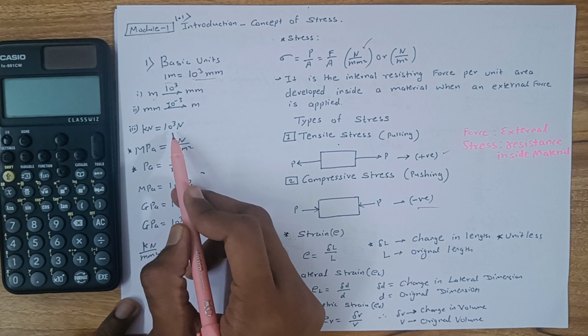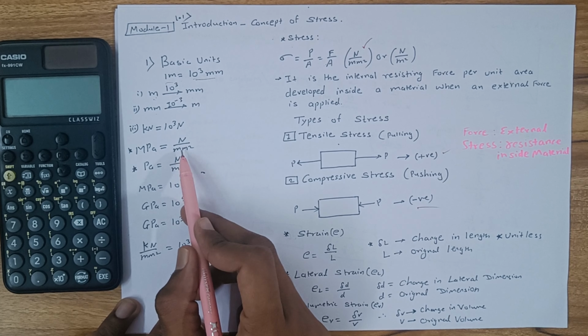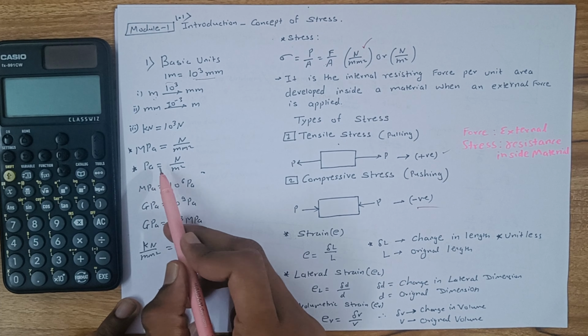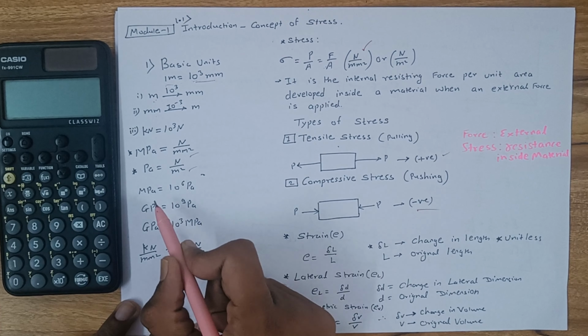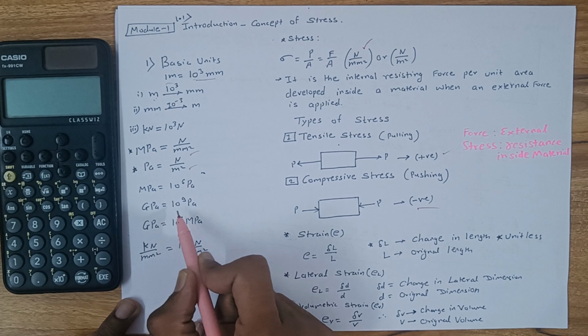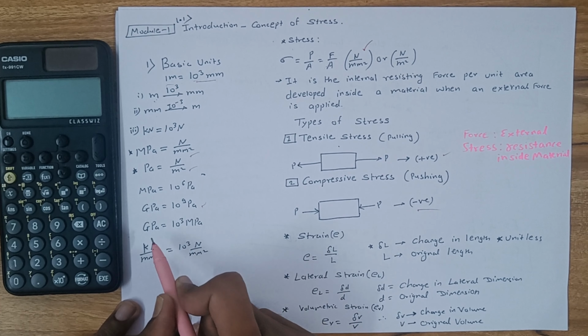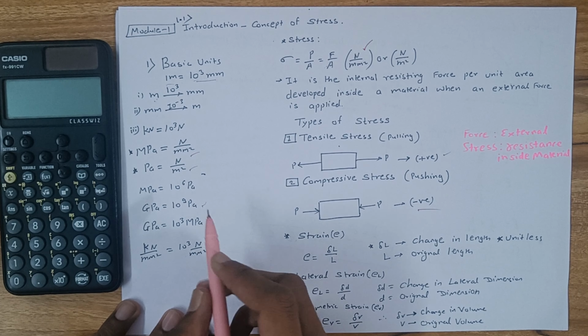1 kilonewton is equal to 10 raised to 3 Newton. 1 megapascal is equal to Newton per mm square. 1 pascal is equal to Newton per meter square. 1 megapascal is equal to 10 raised to 6 Pascal. 1 gigapascal is equal to 10 raised to 9 Pascal. 1 gigapascal is equal to 10 raised to 3 megapascal.